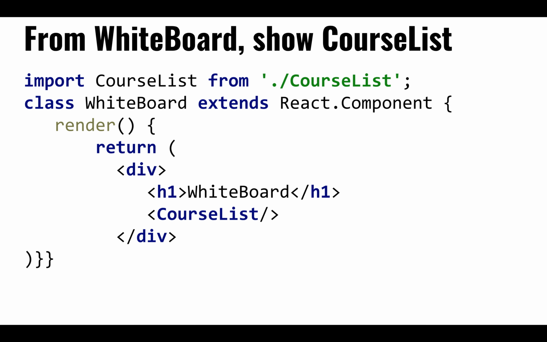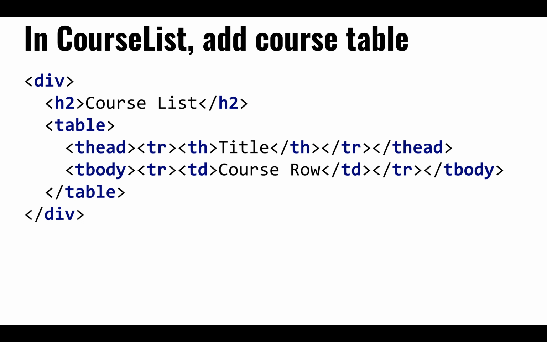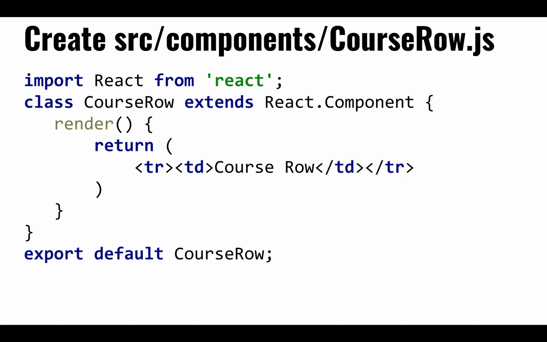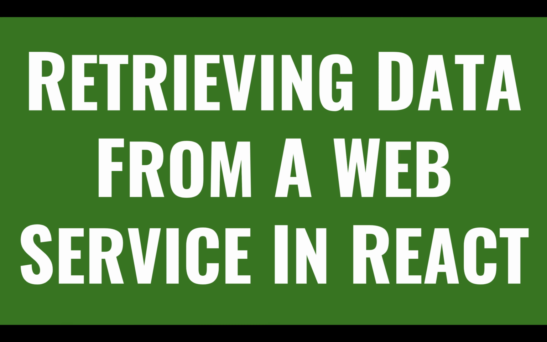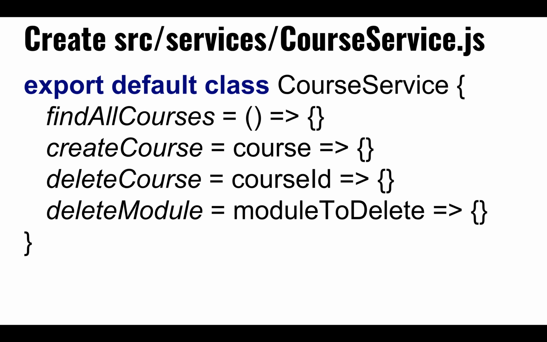So here's course list. Course list is just laying it out as a table, and then having a course row for each one of the rows. It's using stateful components as opposed to stateless, but that's fine. And it's just rendering several courses. So let's see how to retrieve data from the web service in React.